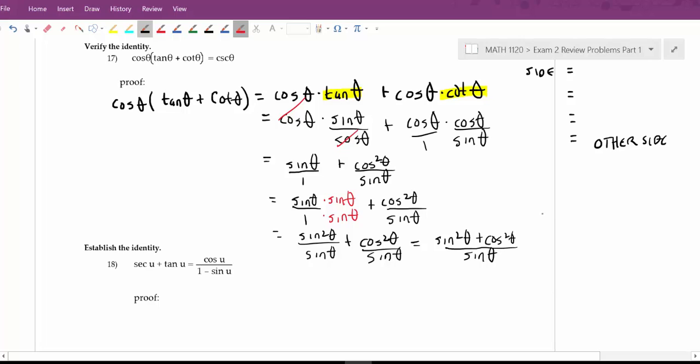You get a common denominator. However, we know this is 1. So you have 1 over sine theta. And then 1 over sine theta is the cosecant of theta.